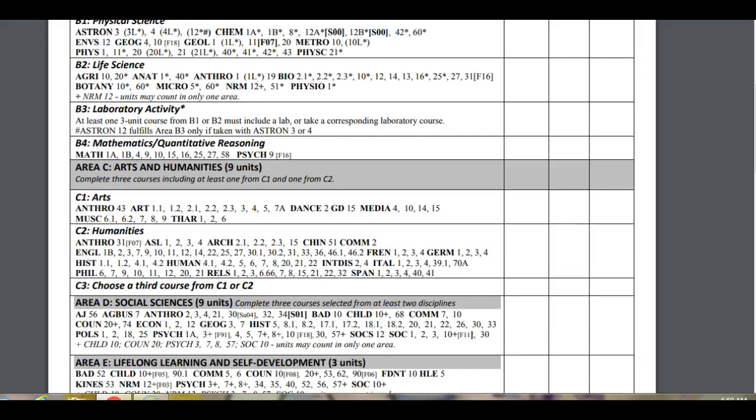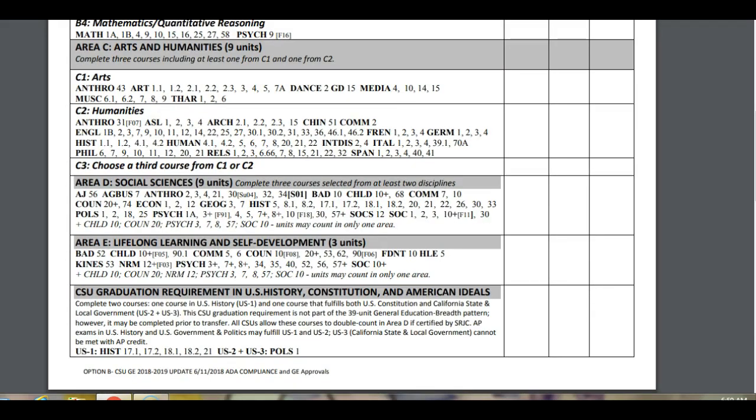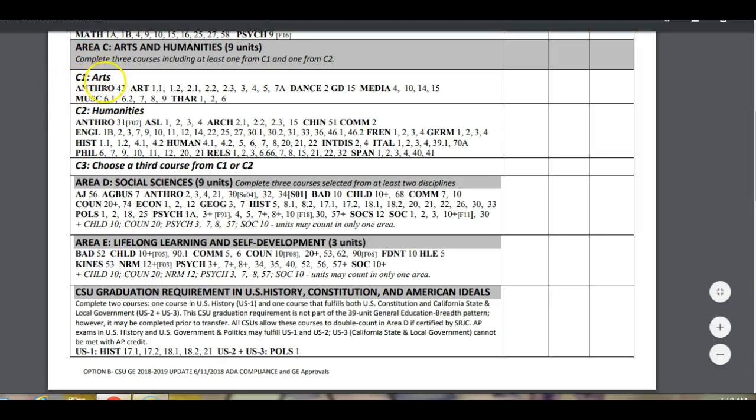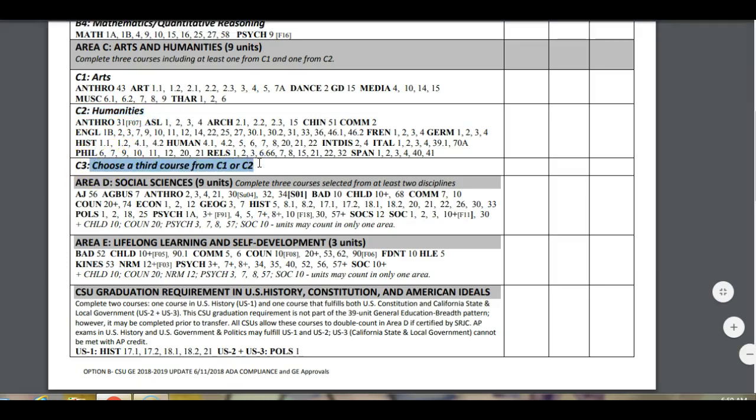Area C is the arts and the humanities, and this is 9 units. So you're going to need 3 classes. You're going to need 1 class from the arts, 1 class from the humanities, and the 3rd section can be from either C1 or C2. So it's up to you. Again, if you are a theater arts major, then obviously taking some theater arts classes makes sense. Maybe you need theater arts 1 to transfer.